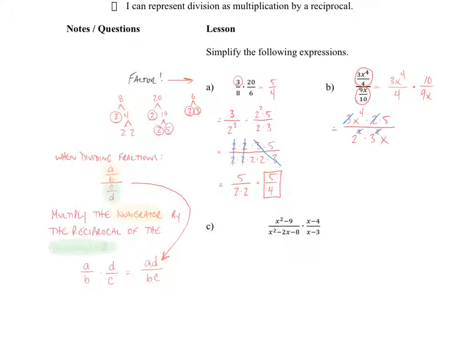I can't do anything about that 5, but I do have x to the fourth in the numerator and 1x in the denominator, so I can take 1 from the numerator. And so what I'm left with then is 5 times x to the third over 2 times 3, or 5x to the third over 6. And so that's as simplified as we can get here.